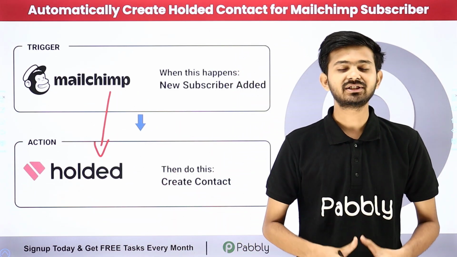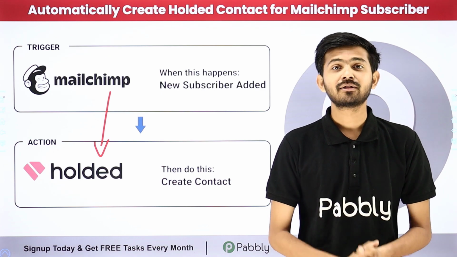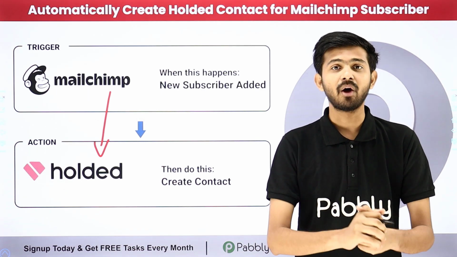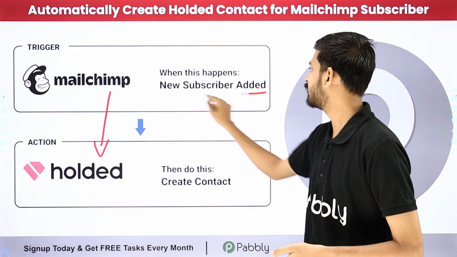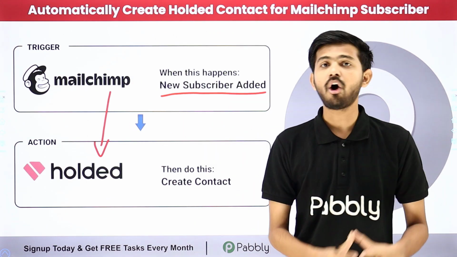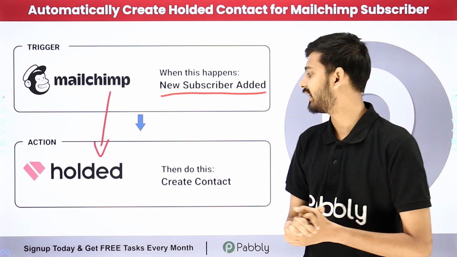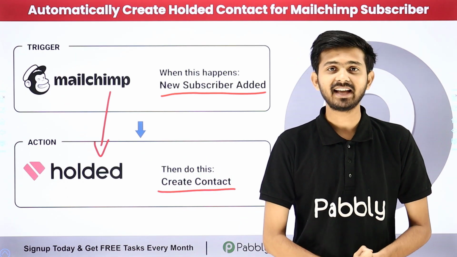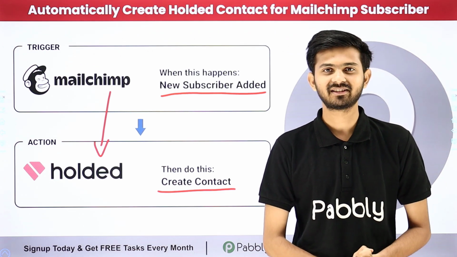For building this connection, I'm going to use Pabbly Connect. Pabbly Connect is an amazing software for automation and integration. Now with Pabbly Connect, as a new subscriber is added in Mailchimp, that subscriber will automatically be created as a new contact in hold-date. So how am I going to build this connection? For that, let me take you to my computer screen.